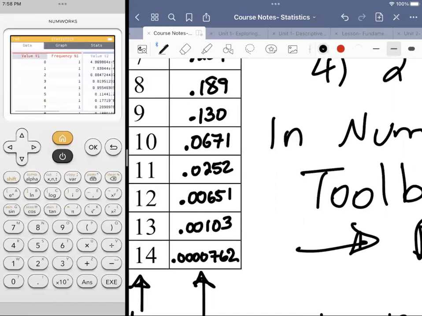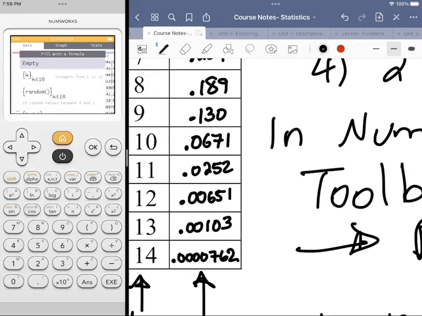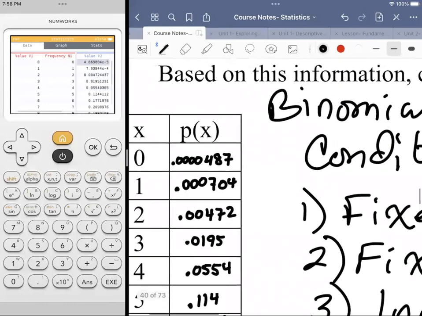Question. Sure. Why are you putting the answer like 0.0000762 if your value in V2 is giving you a different one? I got confused a little bit in that part. Well, because it's scientific notation, you see at the end where it says E-5. That tells you to move the decimal place to the left 5 units. Okay, got it. Thank you. No problem.